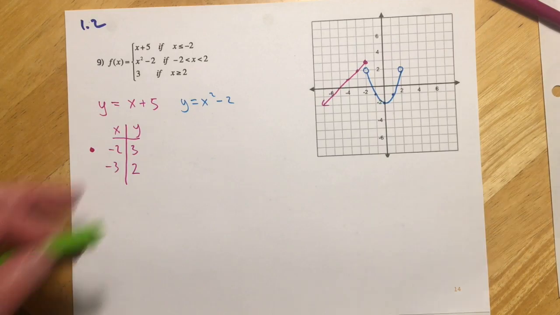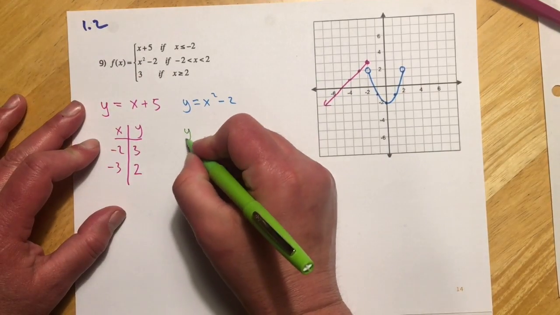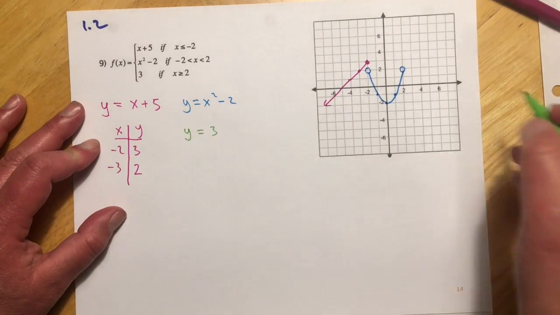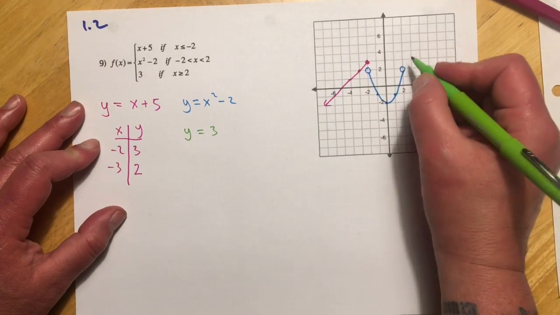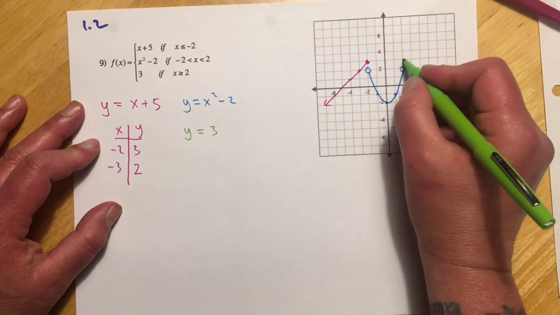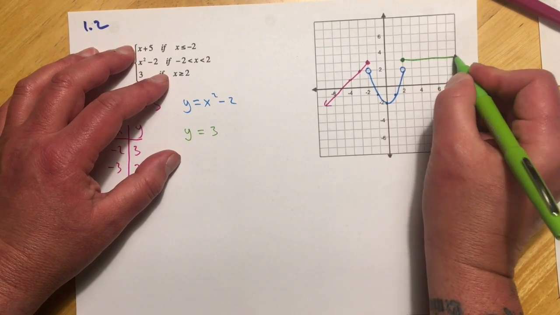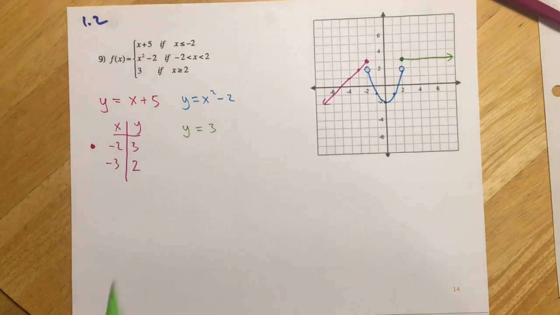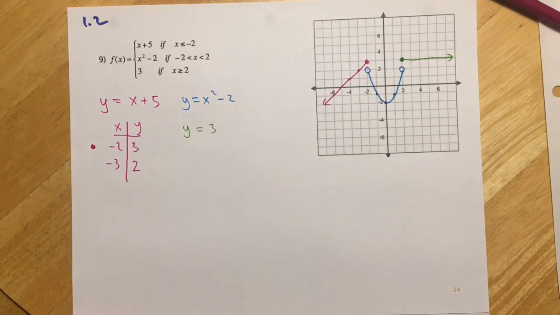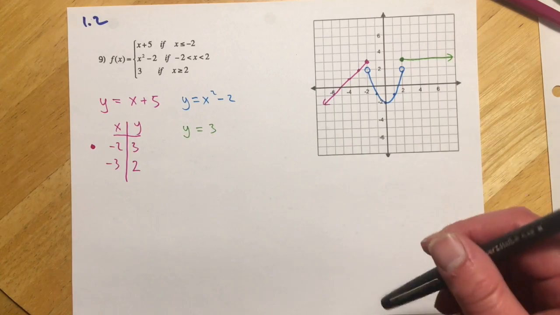And then lastly I have 3. So what 3 is, it also doesn't need a table. y equals 3, that's going to be a horizontal line through y equals 3. But only good up to and including 2. So we're going to start at 2 and go that way. And so this is what the graph would look like.